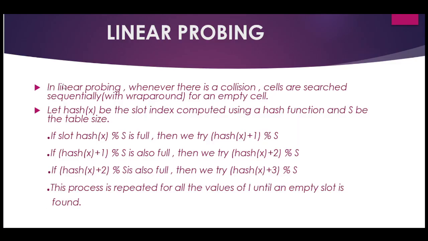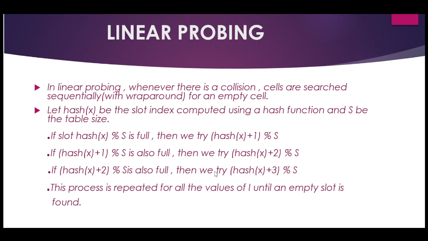In linear probing, whenever there is a collision, cells are searched sequentially for an empty cell. Sequentially means one by one, with wraparound. Let hash of x be the slot index computed by using a hash function and s be the table size. If slot hash of x mod s is full, then we try hash of x plus 1 mod s.